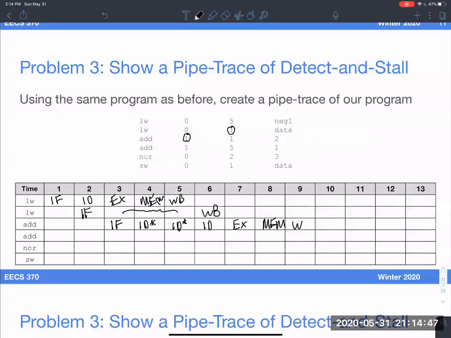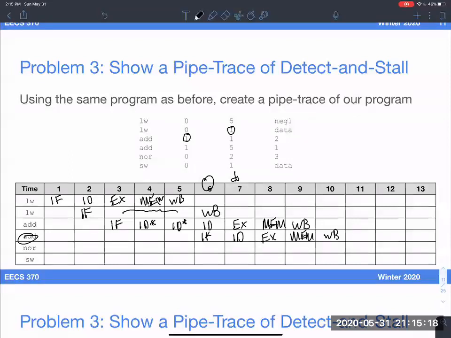The way this works is because at time 6, we know that register 1 now has the proper data from memory. So that means we can now perform our execute. And same thing as below. This add doesn't have a dependency on anything, but its IF stage starts at time 6 because we can see here we stalled the add. So IF, ID, EX, mem, write back.